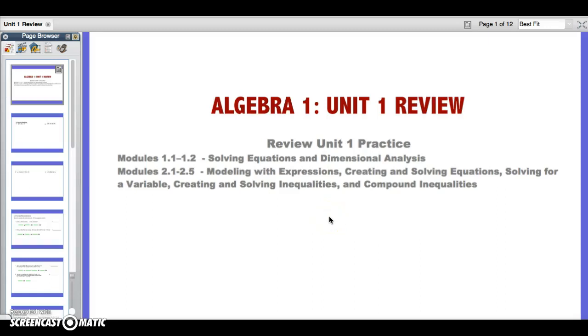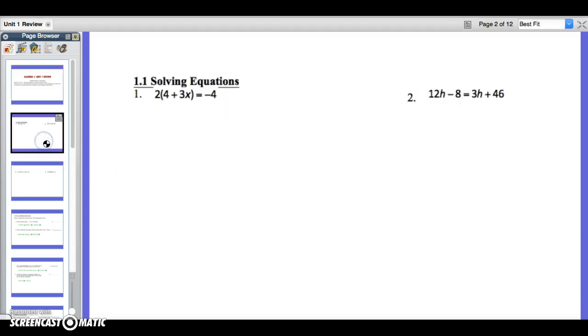This is the Algebra 1 Unit 1 review that covers Module 1 and Module 2. Let's get started. Here are the first two questions on your review. This is for the Solving Equations standard.